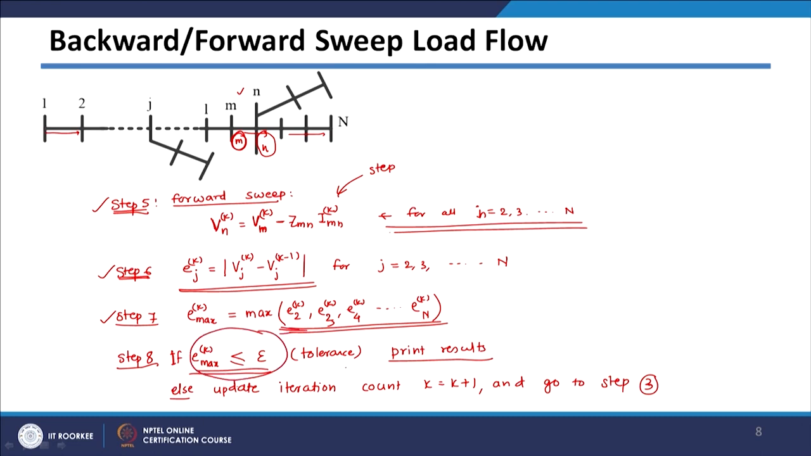and this maximum value will be compared with the tolerance value. If it is lesser than the tolerance value, you have to print the result. If the error is more than the tolerance value, you have to keep iterating. So, you have to update your iteration count to k equal to k plus 1, and you have to go to step 3. So, you will be in this loop till this condition gets satisfied. So, this is your backward forward sweep algorithm of a load flow.